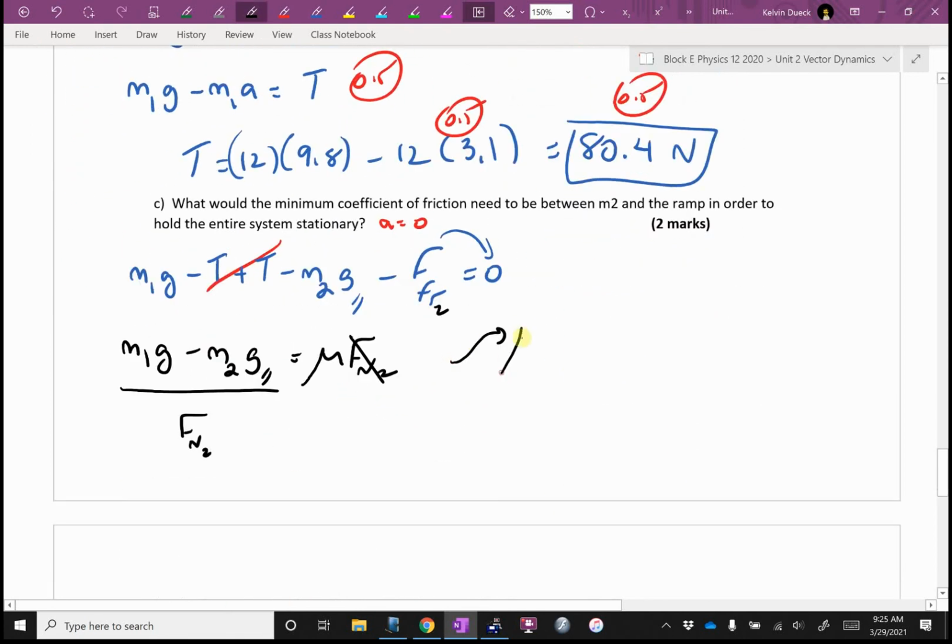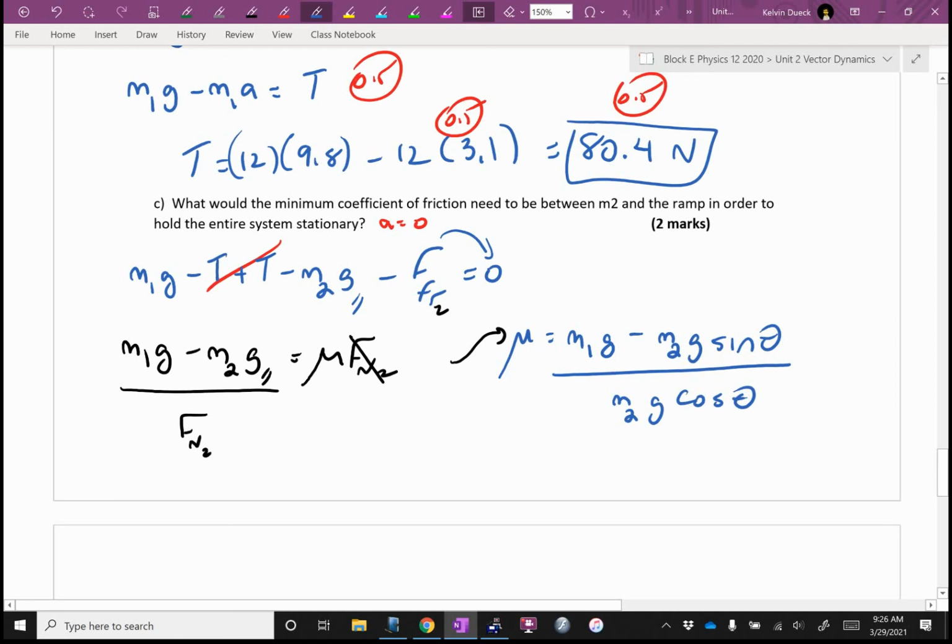I can say mu, let's change colors, Mr. Duick. Mu is going to be M1G minus M2G cos theta. Nope, 2 lines is sine, Mr. Duick. All over M2G. Here's where the cos theta shows up.